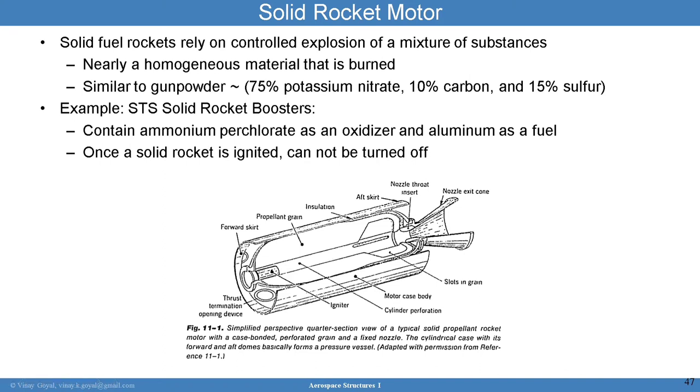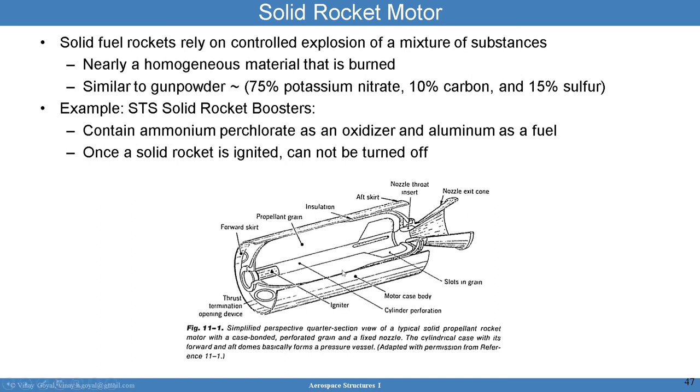There are a lot of failure modes when it comes to solid rocket motors, and so we want to examine what that looks like. Typically, the propellant grain is a mixture of different materials, and I'll discuss that later. The space transportation system that the shuttle used had solid rocket boosters, and it contained ammonium perchlorate as an oxidizer and aluminum as a fuel.